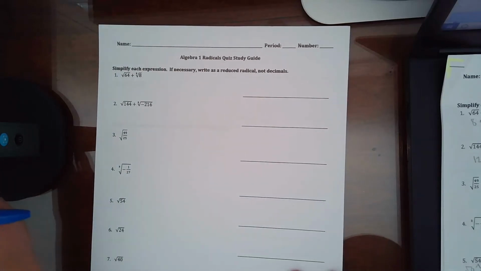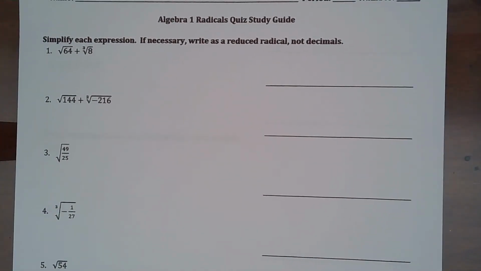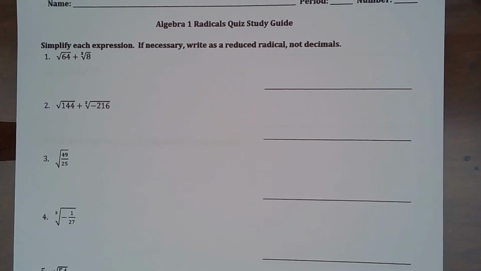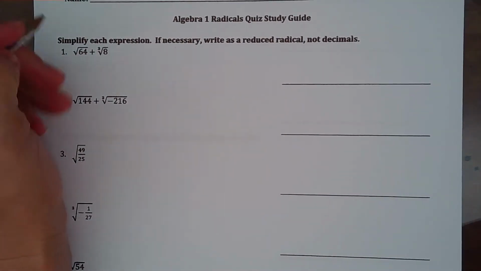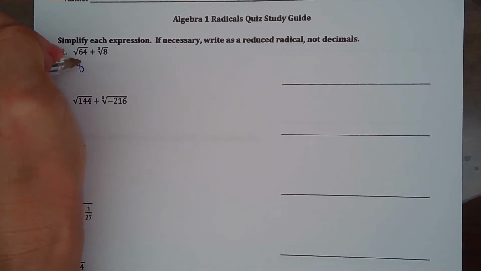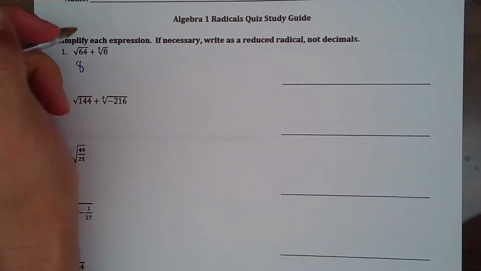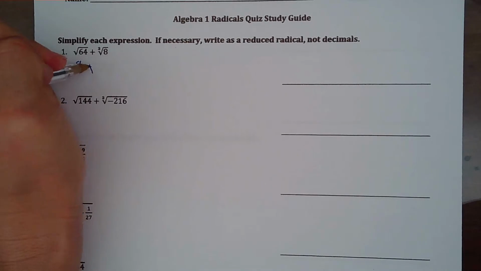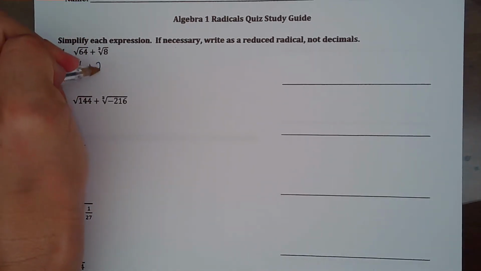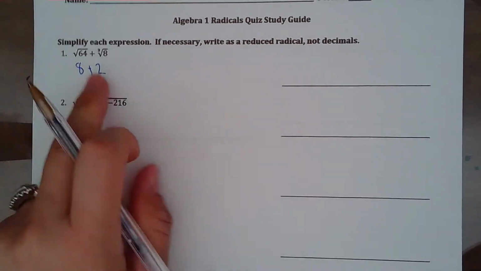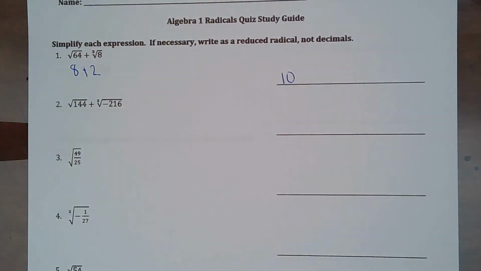Okay, guys, so here we are at our radical quiz study guide. I'm just going to go through these problems. So the square root of 64, that's a perfect square. That would be 8. The cube root of 8, if you keep that list of cube roots handy, will be really helpful, would be 2. So when I add 8 plus 2, I would end up with 10, and that's your answer.